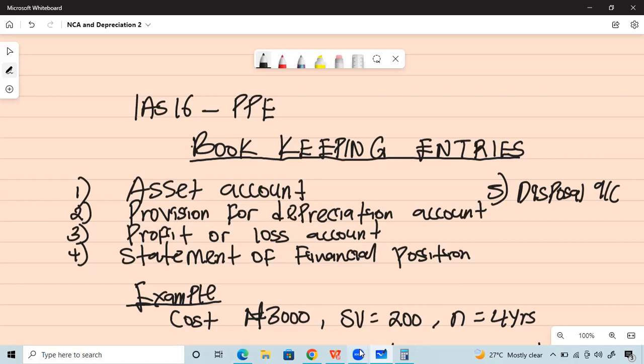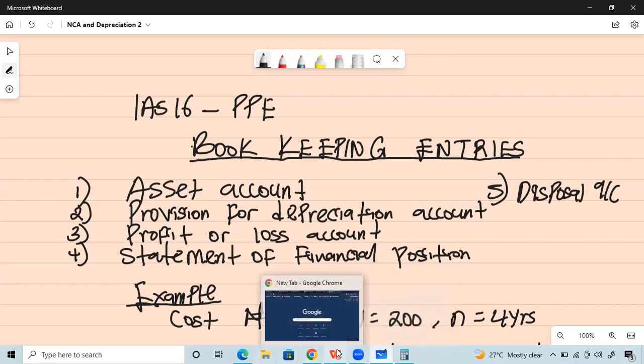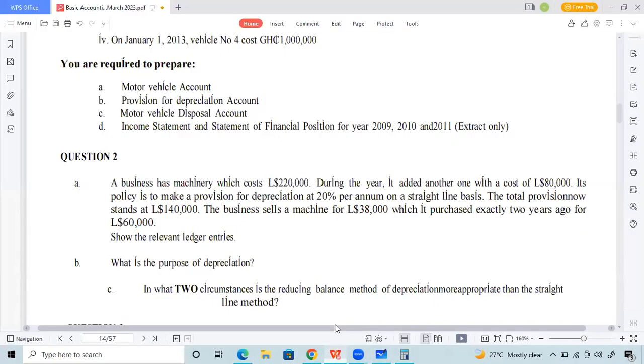So what you now need to check is whether they made mention of disposal in this particular question. Let me read through with you. A business has a machinery which costs this; during the year it added another one. It is a policy to depreciate on straight line. The total provision stood at this. The business sold the machine for this, which was purchased exactly 2 years ago.